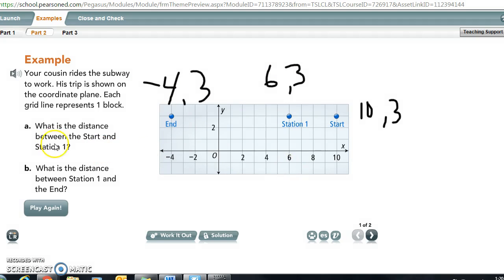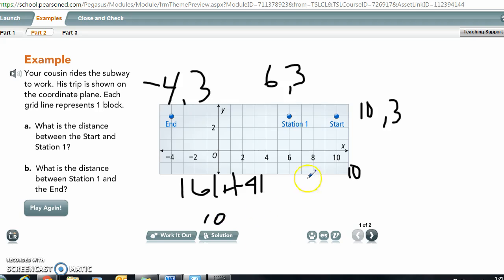So they want to know how far they go from the start to station 1. Well, I know that start is at 10, and station 1 is right here. So they're going to go 1, 2, 3, 4 blocks to get from the start to station 1. Okay, then what is the distance between station 1 and the end? So here I need to add my 6, or the absolute value of 6, plus the absolute value of -4, and I find that from station 1 to the end, that'll be 10 blocks.